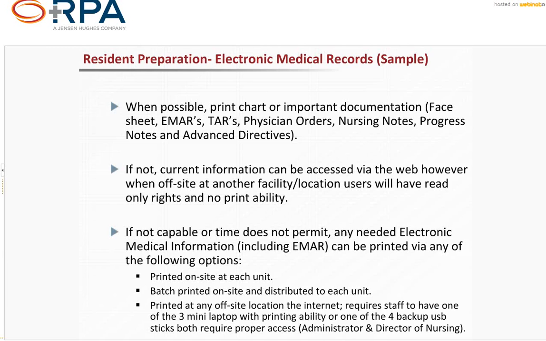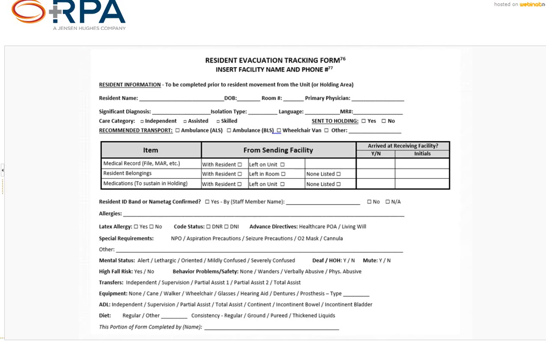What I'm showing here is just a sample as to how some of that verbiage comes into play. Here is a sample of that resident evacuation tracking form that I was referring to. The upper portion of it really is looking at the person. Who is it that we're sending? What's their typical diagnosis? What is it that we are tracking? We're tracking the medical record, personal effects, and medications on this sheet.